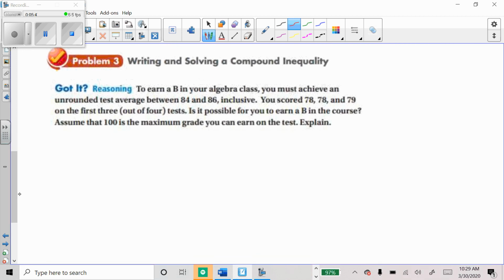It says to earn a B in your class, you must achieve an unrounded test average between 84 and 86 inclusive. Right away, that tells me that I'm going to have one of these kind of compound inequalities where I'm going to have 86 on one end and 84 on the other. It says you scored 78, 78, 79 on the first 3. Is it possible for you to earn a B in the class? Assume 100 is the maximum grade you can earn on the test.